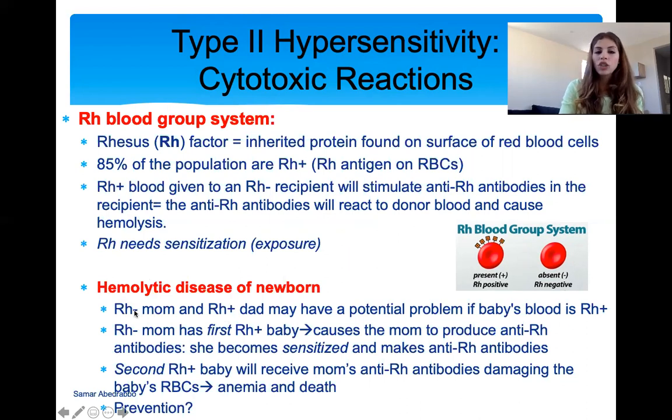So if an Rh negative mom has an Rh positive baby, this can be a problem because the mom, because she's Rh negative, produces anti-Rh antibodies after she's been sensitized. So the first baby is fine, but now she has anti-Rh antibodies. If she has a second baby and that baby is Rh positive and the mom is making antibodies, the antibodies will start damaging the baby's red blood cells, and this can lead to death.